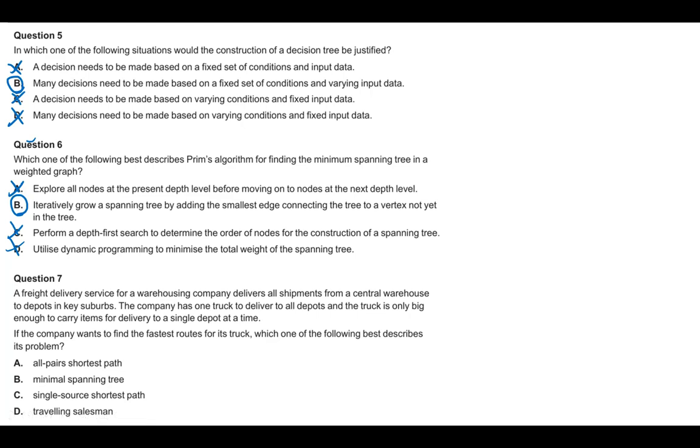Question 7, so we've got a bunch of locations around the place and we need to visit them all. That is a traveling salesman problem. So straight away we should be able to look at this and say it's D. Why the other ones are wrong?